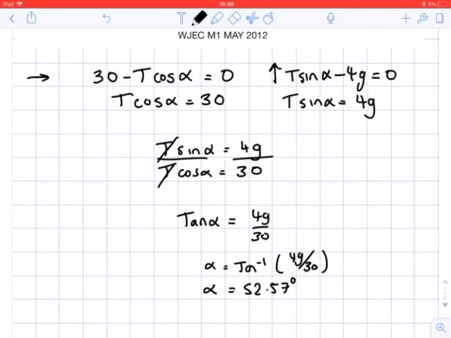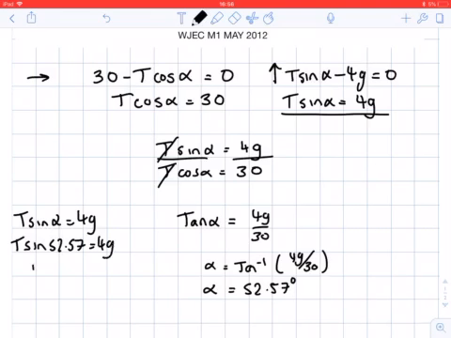Finally, now I know what alpha is, I can use one of my equations. So I'll use my vertical equation here. I know that T sine alpha was 4g. I now know that alpha is 52.57, so T sine 52.57 is 4g. T is 4g divided by sine 52.57, giving a T value of 49.36 newtons.